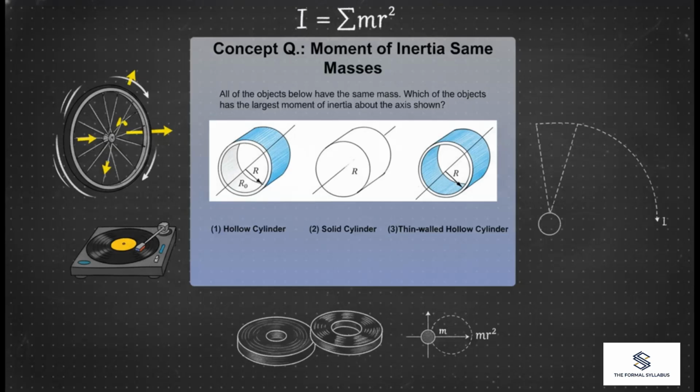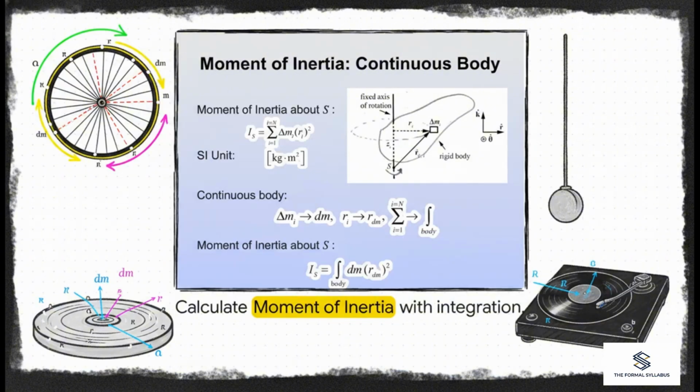The secret is that moment of inertia isn't just about total mass. It's fundamentally about how that mass is distributed away from the center of rotation. Take a hollow cylinder, a solid cylinder, and a thin-walled hollow cylinder. Because that thin-walled cylinder pushes almost all of its mass way out to the very edge, the absolute maximum distance from the central axis, it is going to have the highest moment of inertia. It will stubbornly resist spinning up way more than the solid cylinder, even if they weigh the exact same amount on a scale.